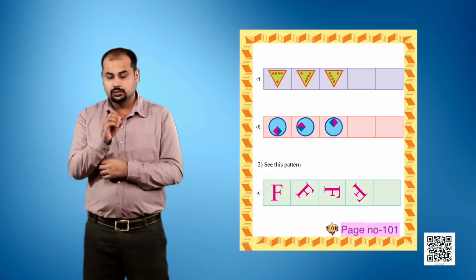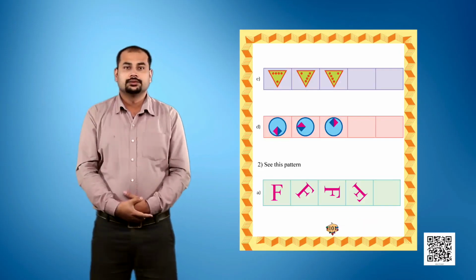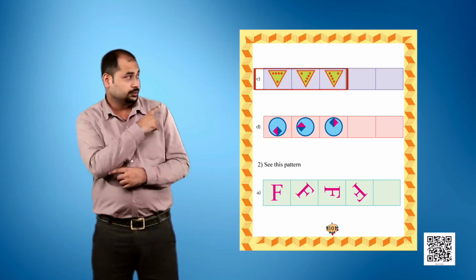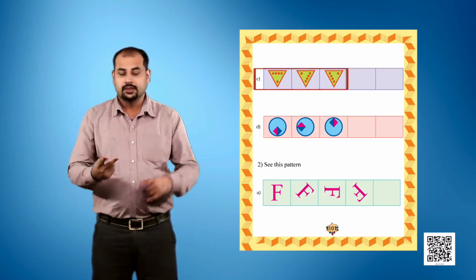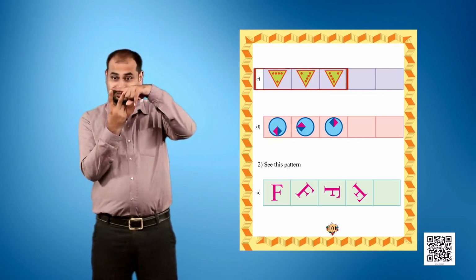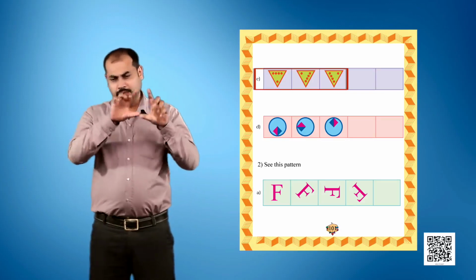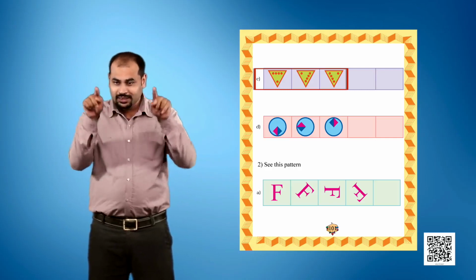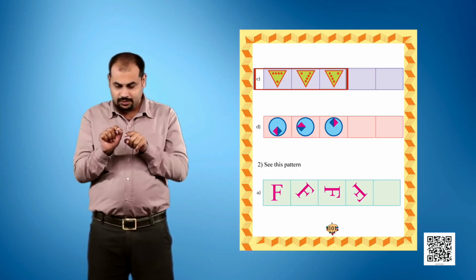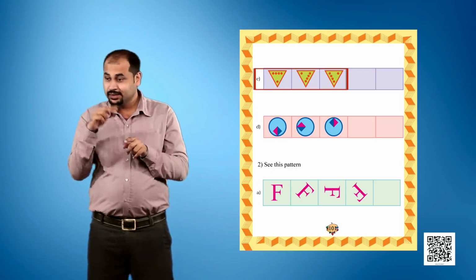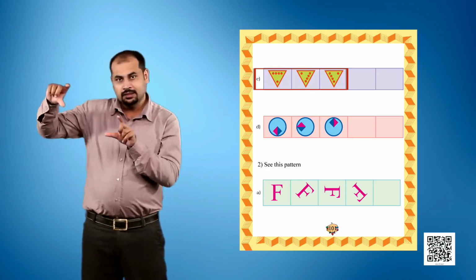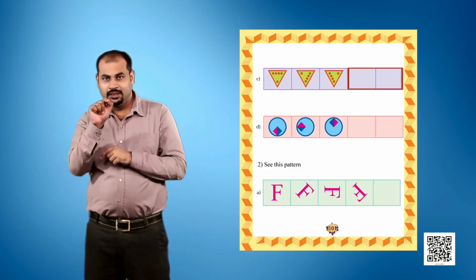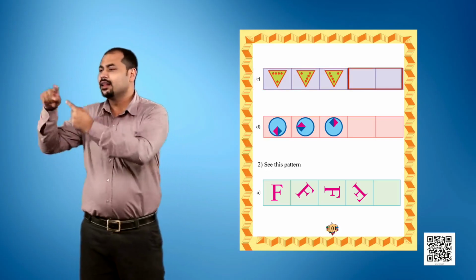Page 101. C. We again see a pattern of a triangle rotating in a particular way. 3 instances have been shown. Two blank spaces are provided for you to fill up.